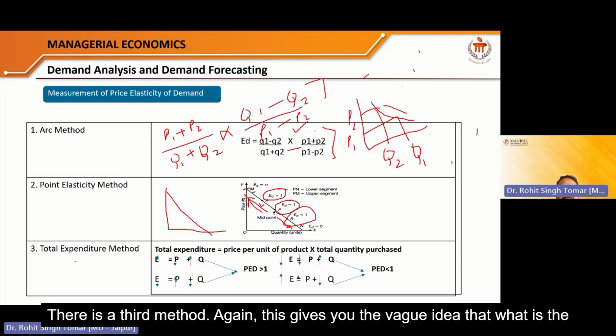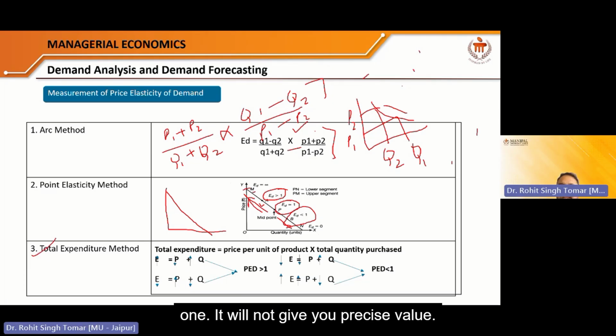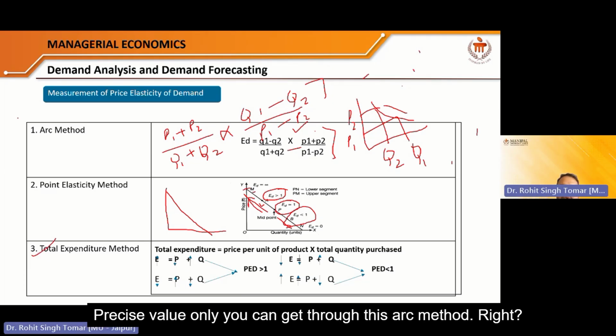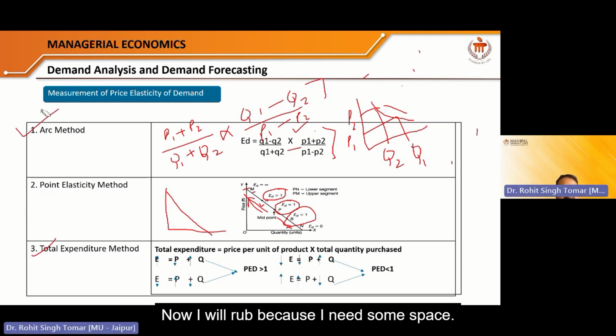There is a third method. Again, this gives you a vague idea of the value of elasticity, whether it is more than 1, less than 1, or equal to 1. It will not give you the precise value. The precise value you can only get through this arc method, right? Now I will rub this because I need some space.